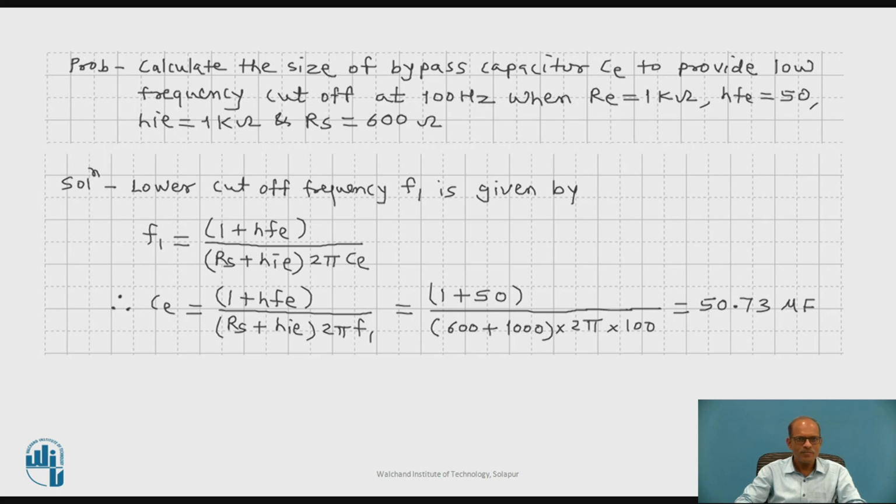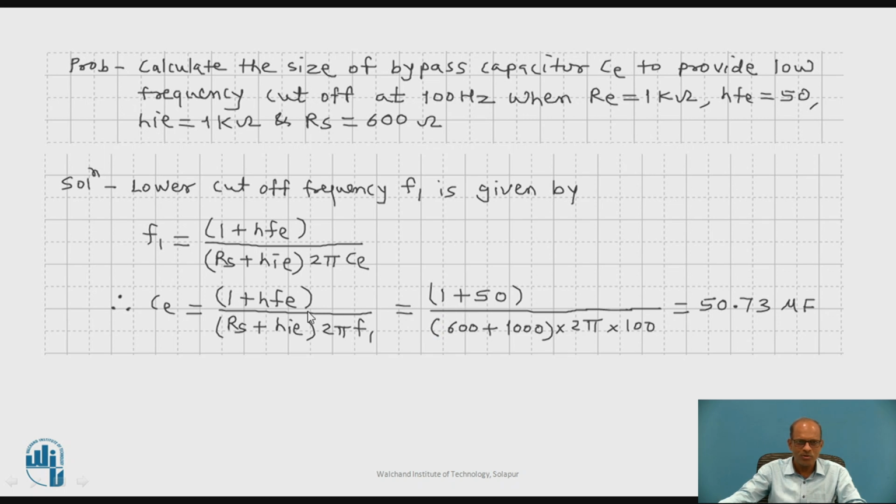Solution: the lower cutoff frequency F1 is given by F1 is equal to (1 plus hfe) upon (Rs plus hie) into 2 pi CE. Now substitute the values from the data given in the numerical, and from this we can first write down CE. So CE is equal to (1 plus hfe) upon (Rs plus hie) into 2 pi F1, and now substitute the values.